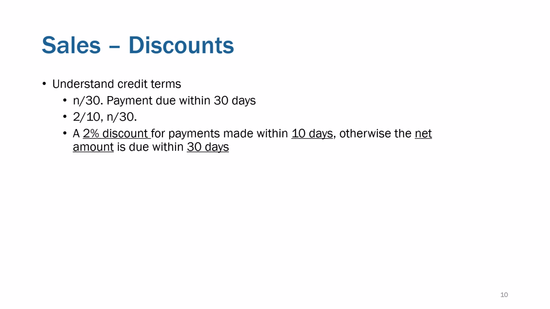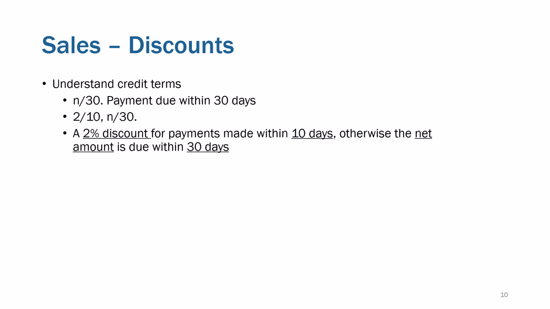So if they pay by day 10, they get a 2% discount. They pay on day 11, they don't get any discount. They pay on day 30, they don't get any discount. They pay on day 31, and depending upon the relationship between the seller and the customer, interest could be charged. There could be late payment fees that way.